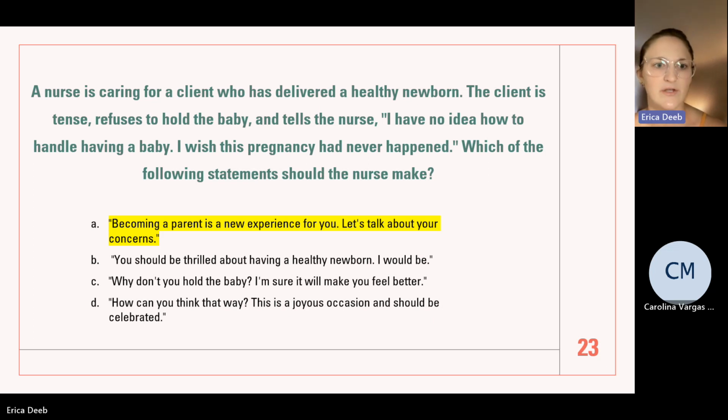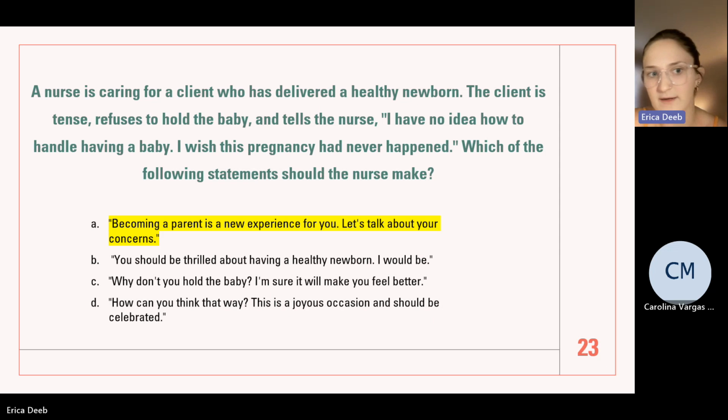Now, if we said, you should be thrilled about having a newborn baby, I would be. Now this mom is feeling really guilty, feeling like her feelings are invalidated. And then this stressor of having a new baby might turn into distress. So super important. So A would be our best response for this.